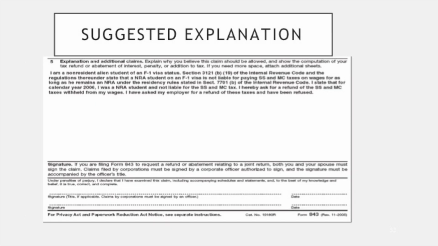They want an explanation on the back of why. Here is an example of the verbiage under Section 5. This is an example of the verbiage that you should put in there. It could be something similar to this. This is kind of preferred language developed by some of the IRS personnel to really validate your claim of getting these taxes back. This particular verbiage here mentions the year 2006. You may want to change the tax year there.